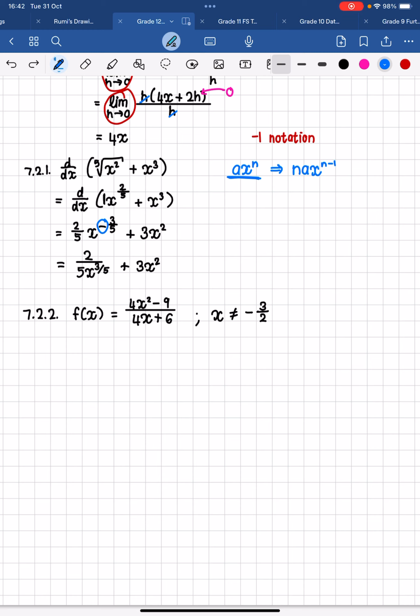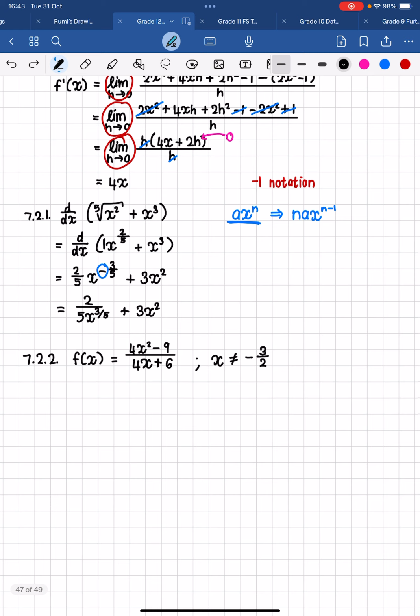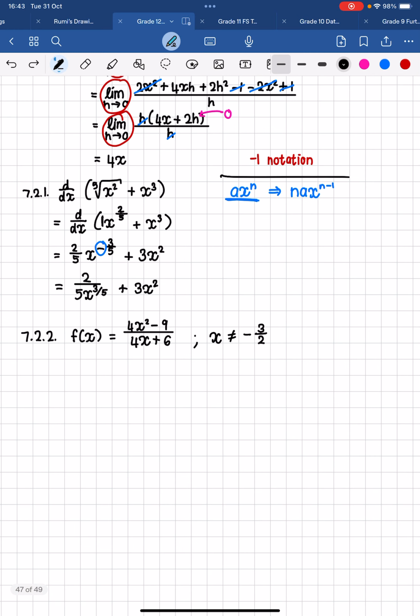Now, what a lot of people also make the mistake of here is that they think, lovely, 4x squared, I can just find the derivative of that. And I can find the derivative of negative 9, and I can find the derivative of 4x and the derivative of 6, right? And then that's my answer. Guys, that is incorrect. Your entire function that you are deriving has to consist of separate terms, each in the form of this.